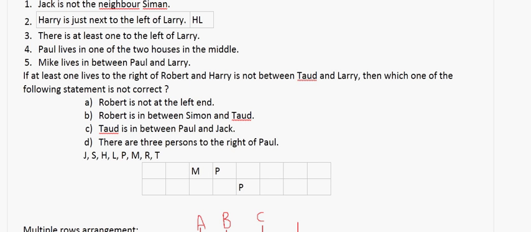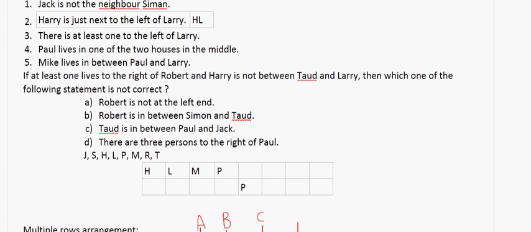So Mike can be here and Larry can be here, or Mike can be here and Larry can be here. So these are two cases, right? We are firstly looking at when Paul is at fourth position. So these are the two cases. What else is given about Larry? It is said that Harry is to the left of Larry, right? So if this is the case, which is PML, we cannot place Harry here. So it has to be Harry, Larry, MP. So this is not possible, right?